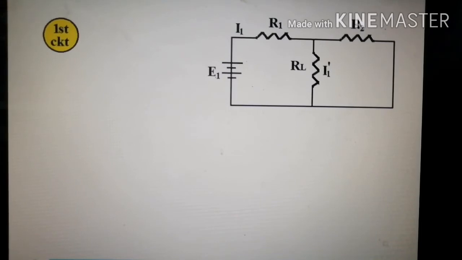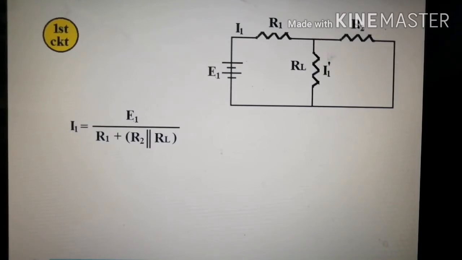How can we calculate the value of I1? The value of I1 is equal to E1 divided by the whole resistance of this circuit. See it very carefully. For the calculation, I1 is equal to E1 divided by R1 plus R2 and RL.